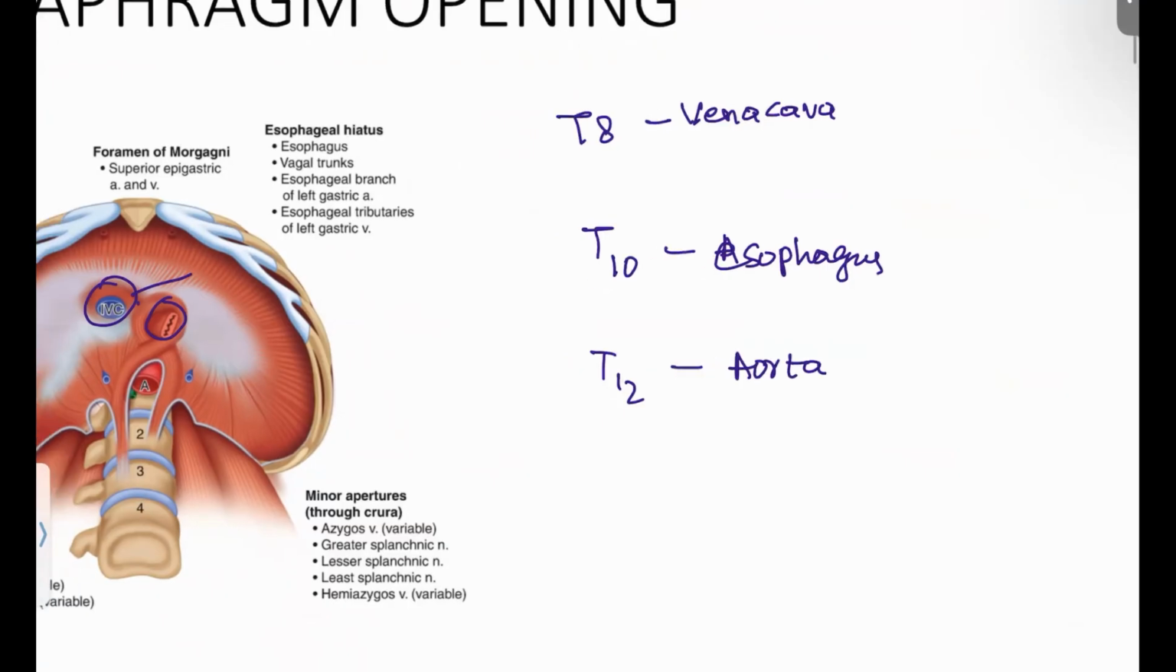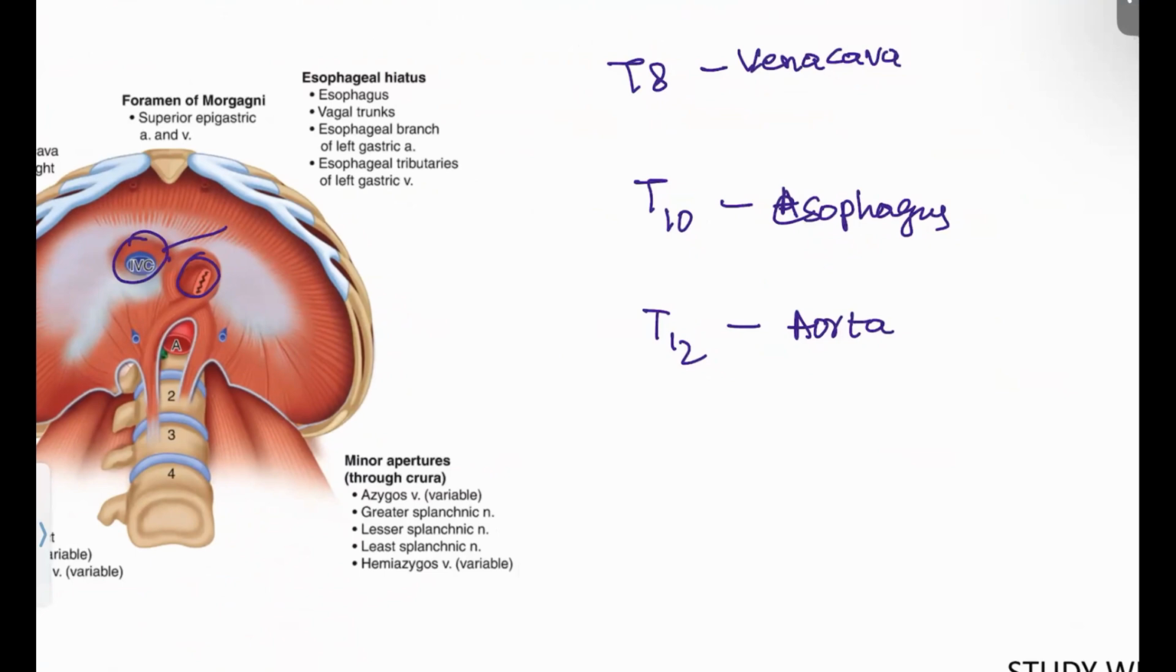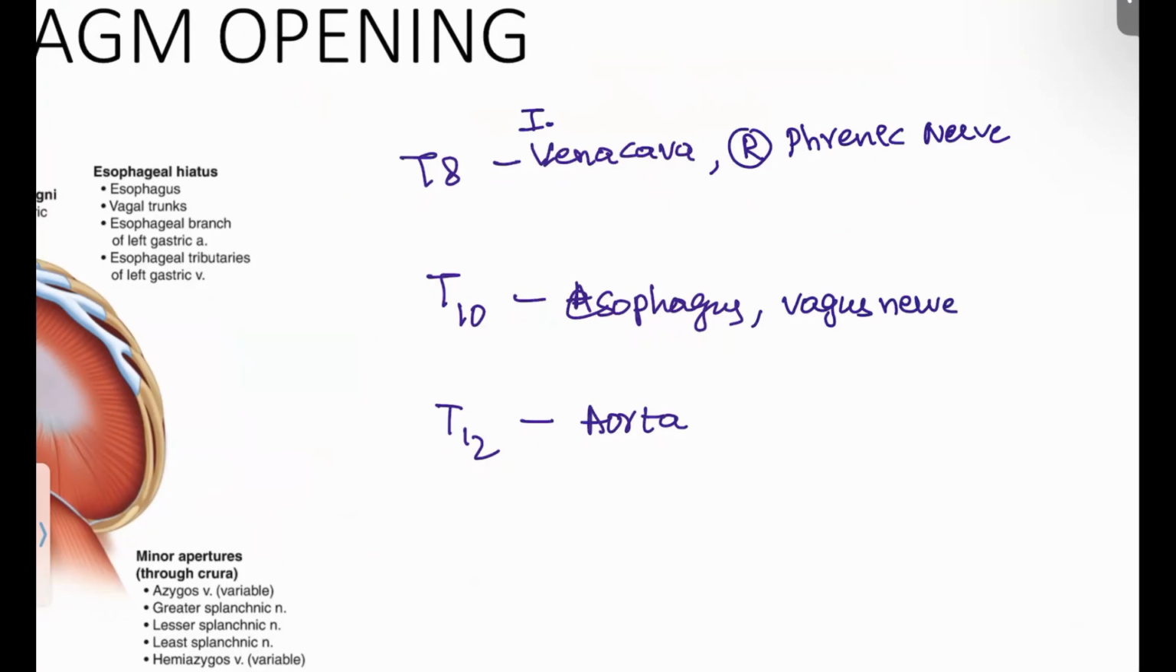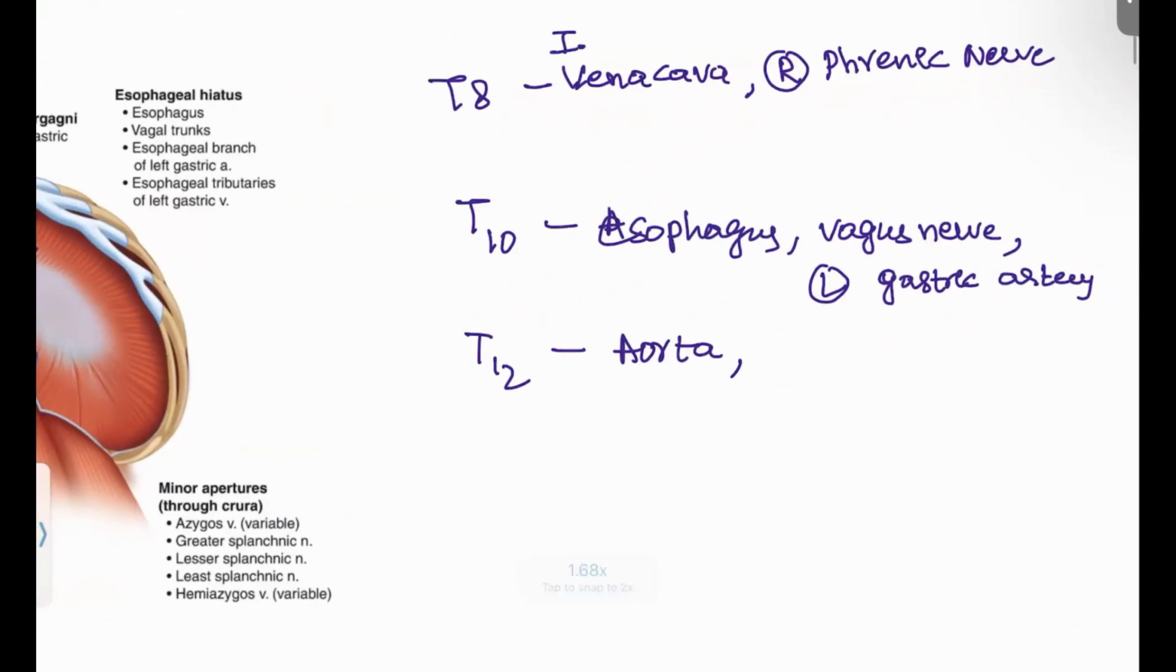Here you can see the structures that are passing through. At T8, along with the inferior vena cava, the other structure passing here is the right phrenic nerve. Next, at T10, the esophagus always travels with the vagus nerve, and the left gastric artery is also passing there. And with the aorta, you will have the thoracic duct and also the azygos vein.